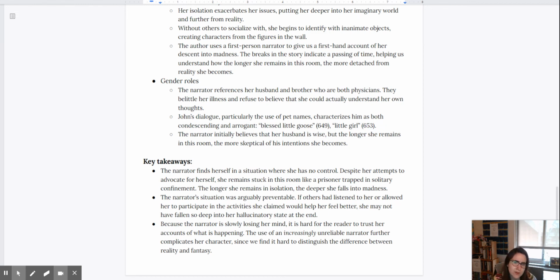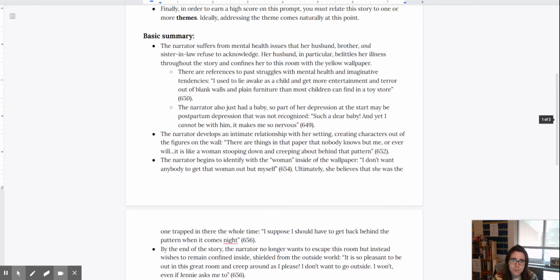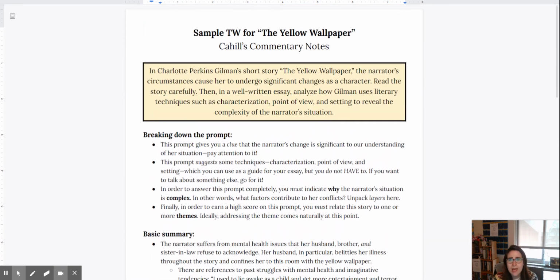Now, everything I've reviewed in this document is just options for this essay prompt. As with any one of these prompts, you could go in a lot of directions, but really the key thing here is that you need to understand why the narrator's situation is complex, and you need to demonstrate that by using literary techniques that are prevalent in the story. And of course, if you're going for that high score, you need to make sure that you connect it to one or more themes in the story.